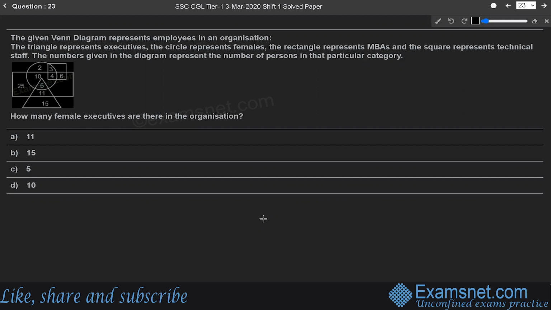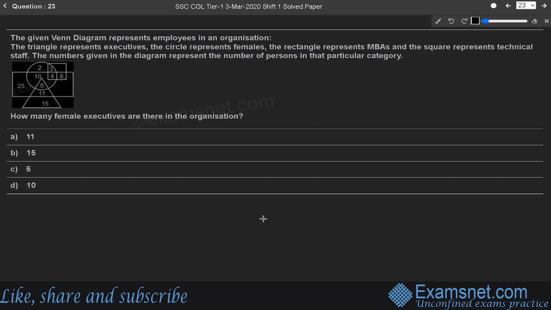Next question is, the given Venn diagram represents employees in an organization. The triangle represents executives, the circle represents females, the rectangle represents MBAs, and the square represents technical staff. The numbers given in the diagram represent the number of persons in that particular category. So you can see that a Venn diagram is given here. We have to find how many female executives are there in the organization.